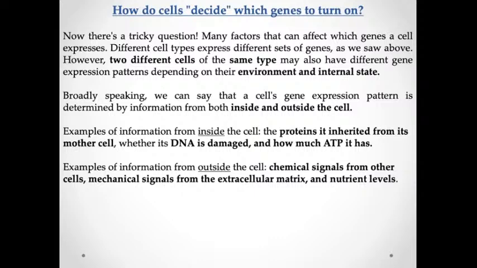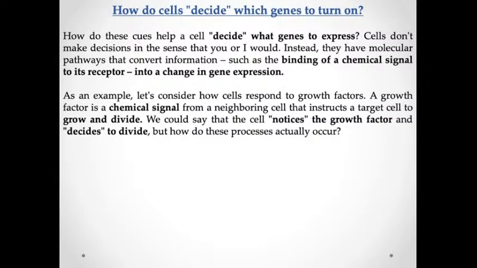So gene expression could be determined by information from both inside and outside the cell. Examples of information from inside the cell: proteins inherited from its mother cell, whether its DNA is damaged, or how much ATP it has. Examples of information from outside the cell: chemical signals from other cells, mechanical signals, extracellular matrix, nutrient levels. So all are examples of outside the cell. Inside are the proteins inherited from the mother cell, whether DNA is damaged and how much ATP it has.